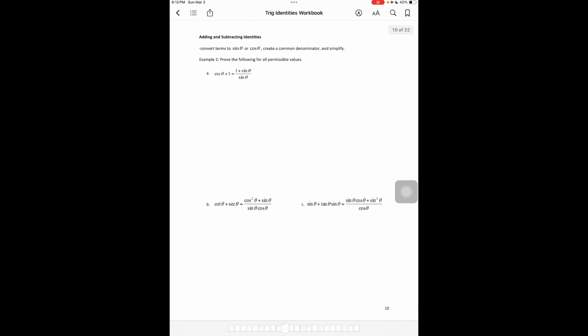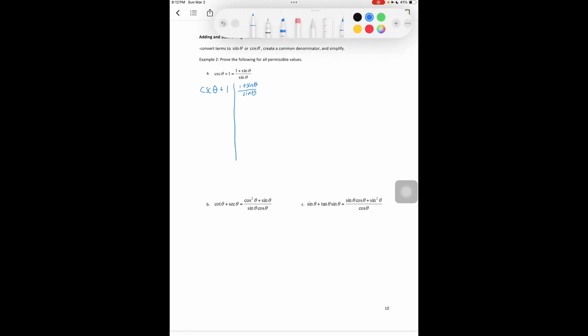So on to the second page. So here, example 2 is exact same thing. So cosecant theta plus 1 on the left side, and on the right side 1 plus sine theta over sine theta. So I'm going to write in red.